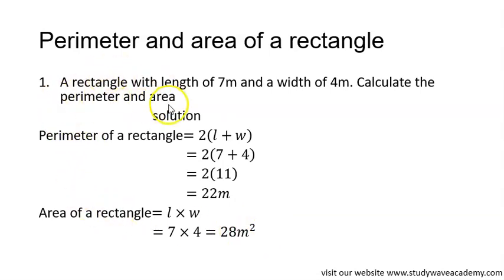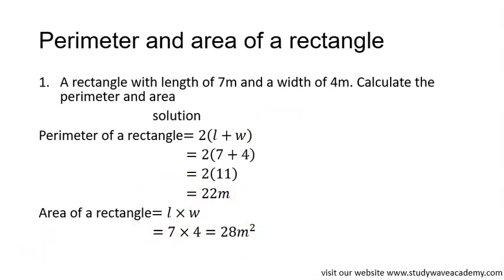So a rectangle with the side length of 7 meters and the width of 4 meters, the perimeter is 22 meters. The total distance of all the sides is 22 meters. And the area is 28 meters squared. The amount of space this rectangle that has this length of 7 meters and the width of 4 meters occupies is 28 meters squared. Okay? Do you understand?